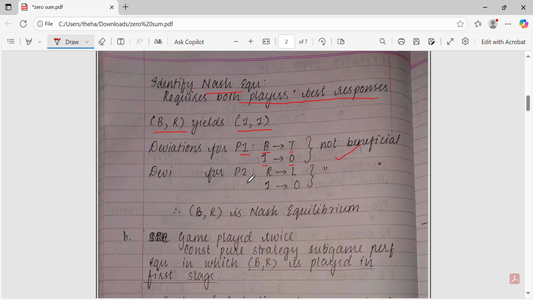Same for P2. P2 deviates from R to L. Same, it decreases from 1 to 0. Is it beneficial? No, it is not beneficial. So basically, the most beneficial thing is that they both stick to B comma R.